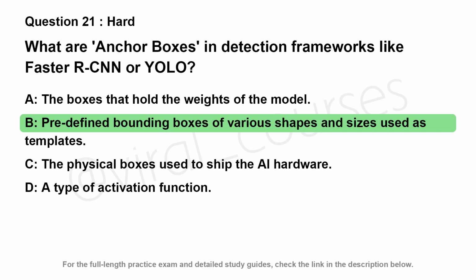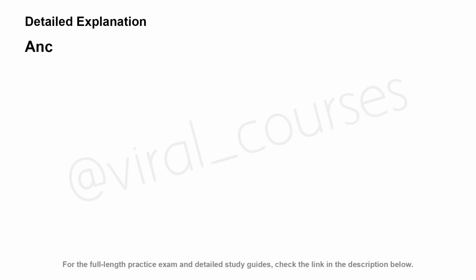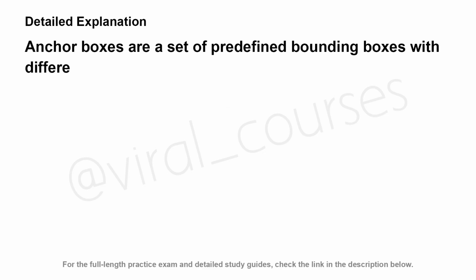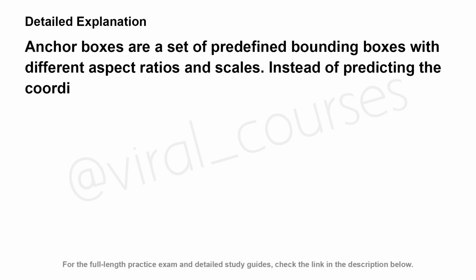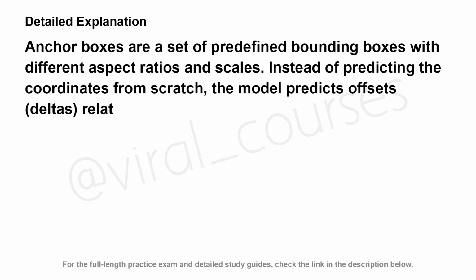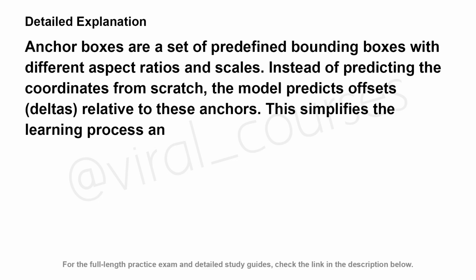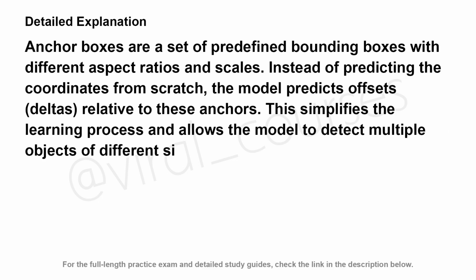The correct answer is B. Anchor boxes are a set of predefined bounding boxes with different aspect ratios and scales. Instead of predicting the coordinates from scratch, the model predicts offsets, deltas, relative to these anchors. This simplifies the learning process and allows the model to detect multiple objects of different sizes in the same grid cell.